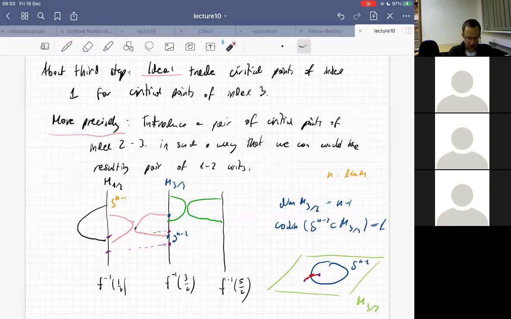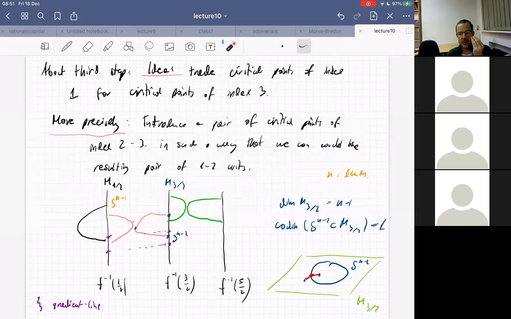Once we have flown it, these endpoints are not on the stable or unstable manifold of any critical point of index 1, because they are just away. So the flow of Xi, the gradient-like vector field, takes these two points back to the level set M half. That's what we do.